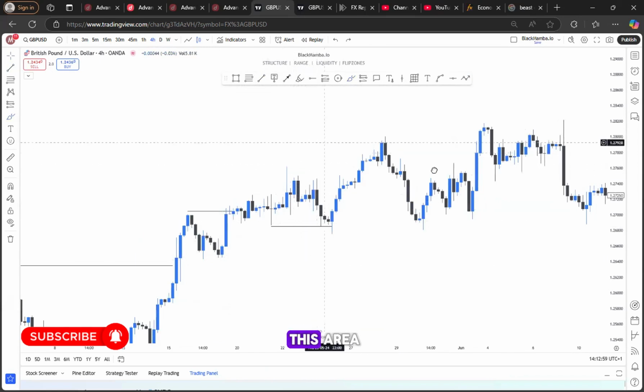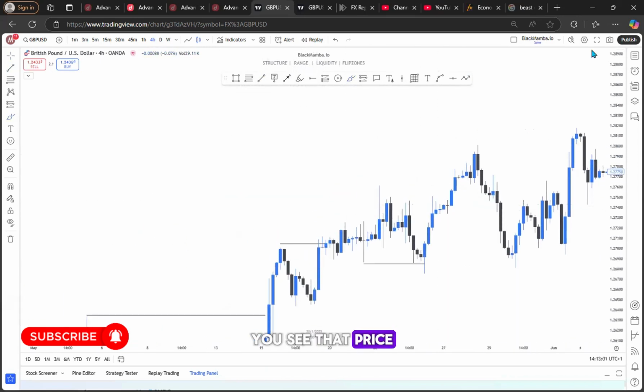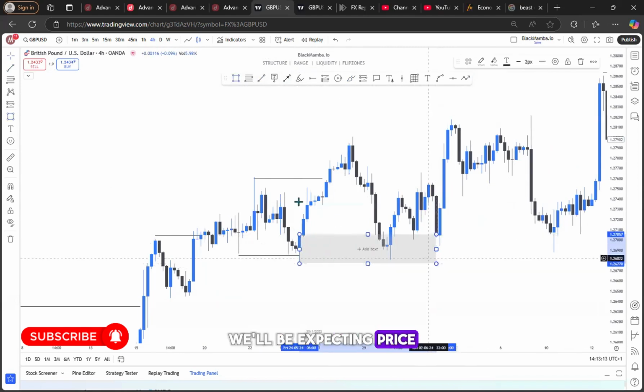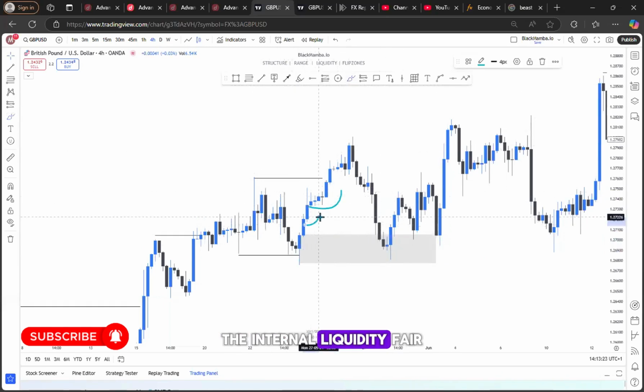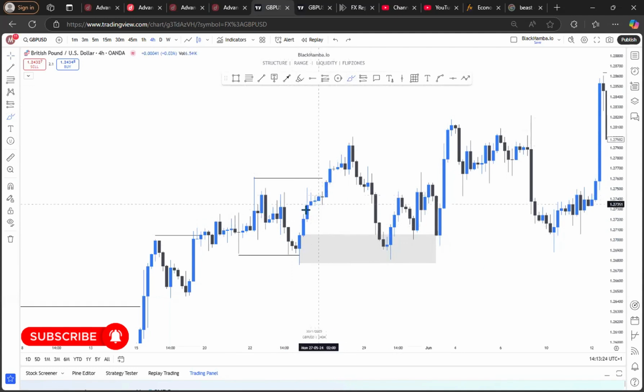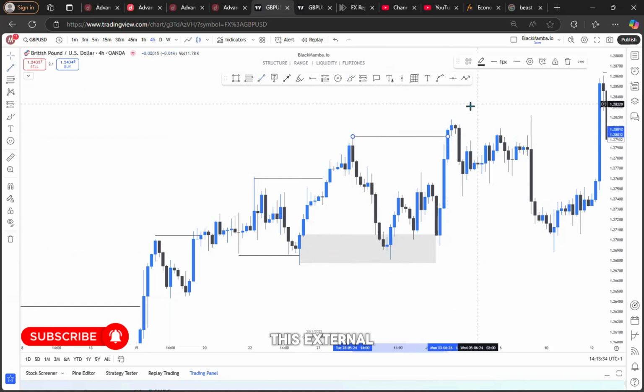If you look at this area, you see that price manipulated this low before breaking structure to the upside. We'll be expecting price to respect this level because this level has swept liquidity and then broke structure. And I'll be expecting price to come for the internal liquidity, fair value gap, recent lows, and price will then go for this external here.